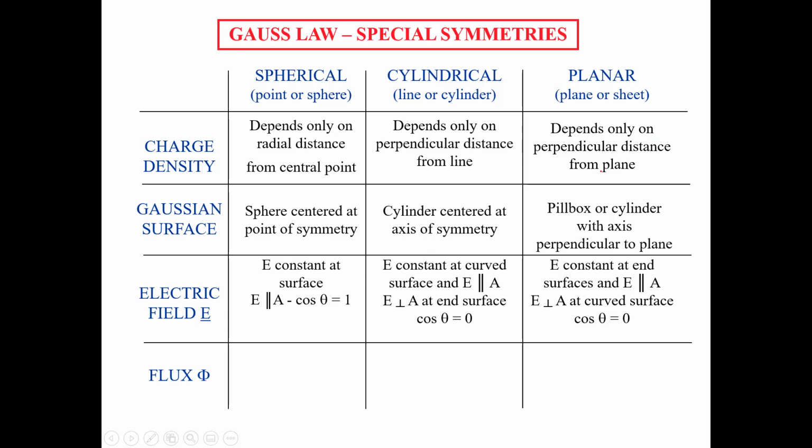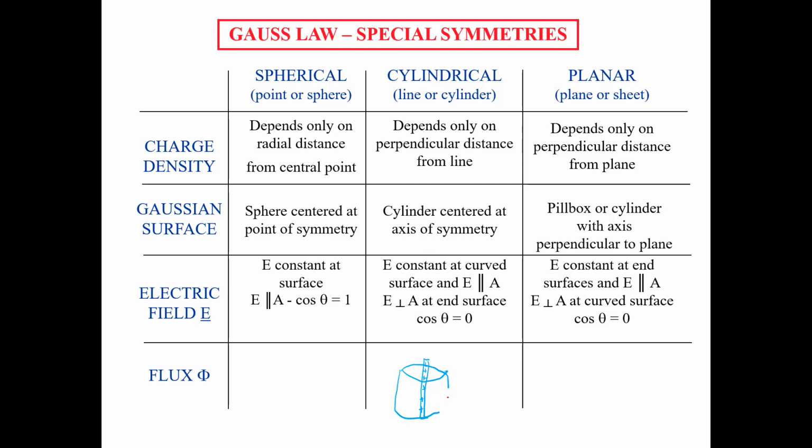Now, take note, if it is cylindrical, if it is a line in class, it means a cylinder centered at the axis of symmetry. So, for example, you have a line charge that is vertical. So, your line charge is positively charged. Your cylindrical Gaussian surface should be here. Its center is this line.